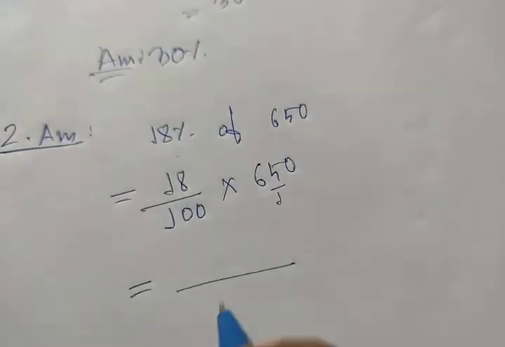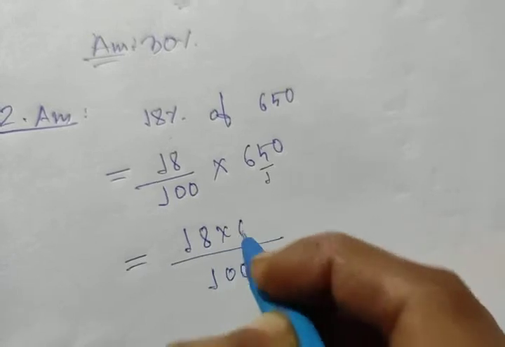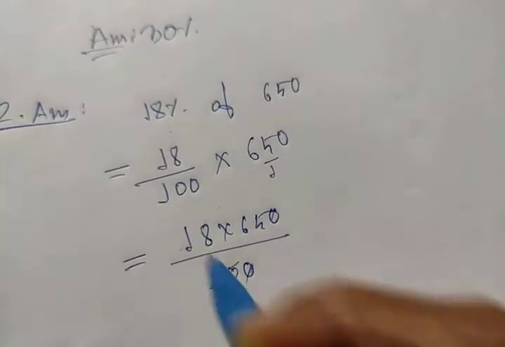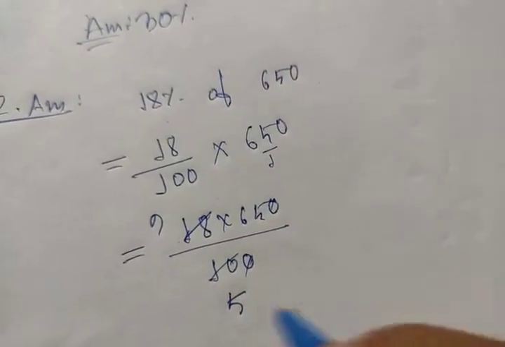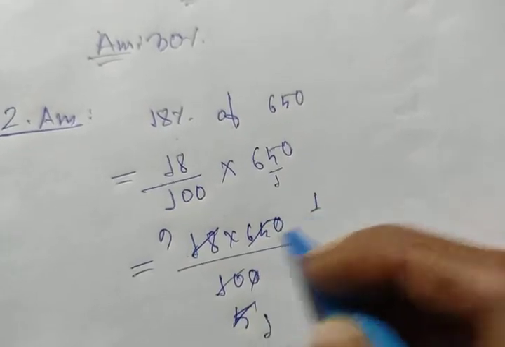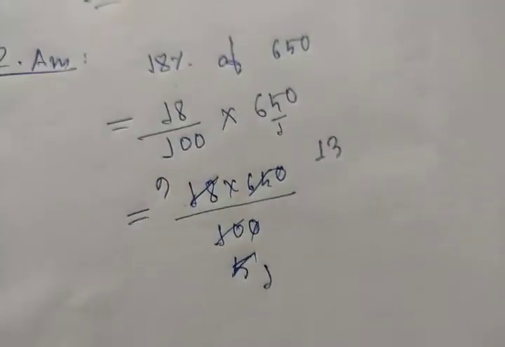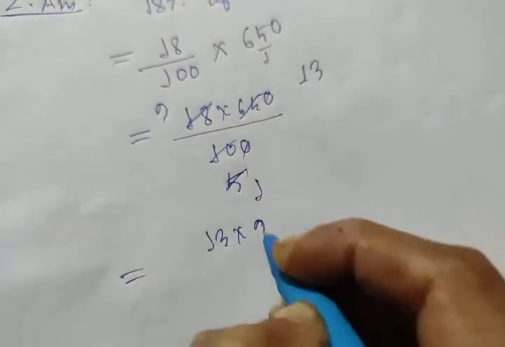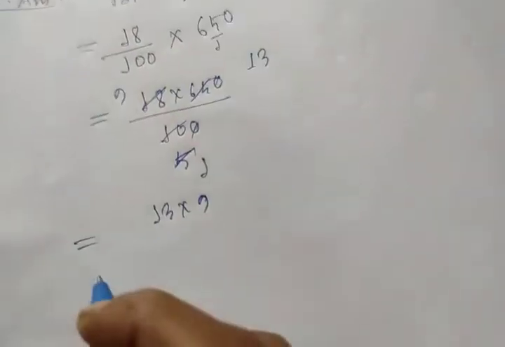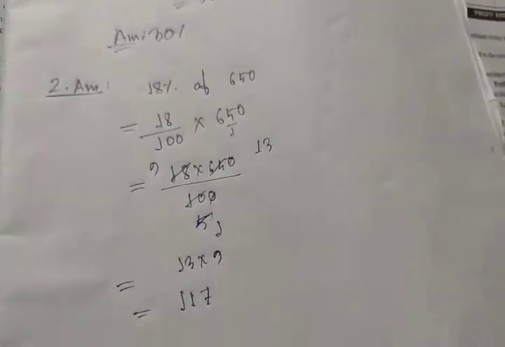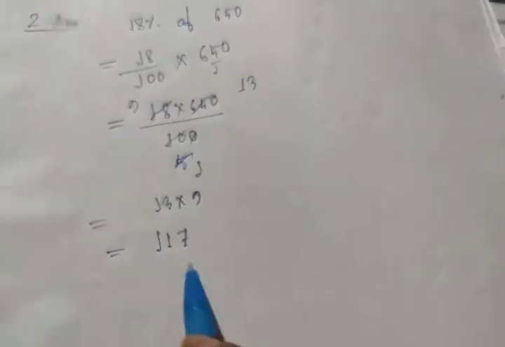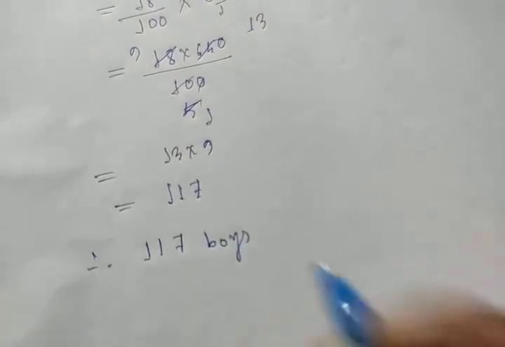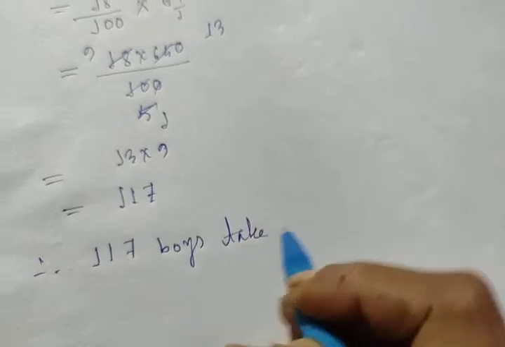Here, 100 into 1 is 100, and 18 into 650. You can simply cancel the zeros. 2 5s are 10, 2 9s are 18. 5 1s are 5, 5 1s are 6, next is 15, 13. So 13 5s are 65. So our answer will be 13 into 9, which is 117. So 18% of 650 boys is 117. Therefore 117 boys take commerce.